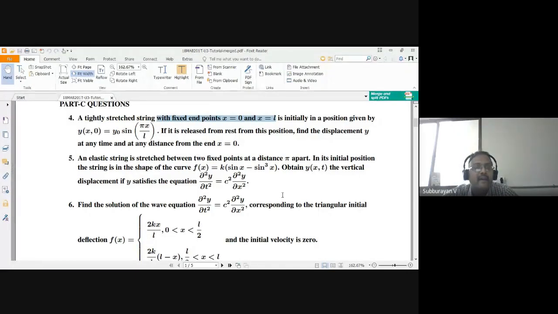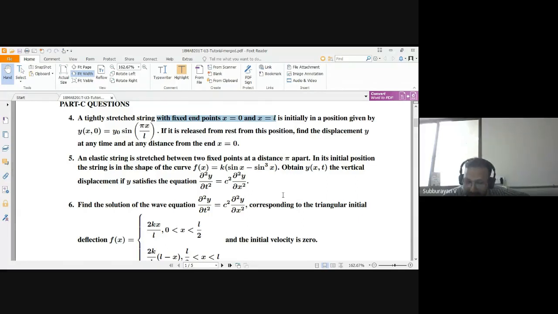Okay, fine. An elastic string is stretched between two fixed points at a distance pi apart. In its initial position, the string is in the shape of the curve f(x) equal to k(sin x minus sin cube x), and obtain the function y of x comma t which satisfies the given differential equation: dou square y divided by dou t square equal to c square into dou square y by dou x square. Similar to the previous problem.